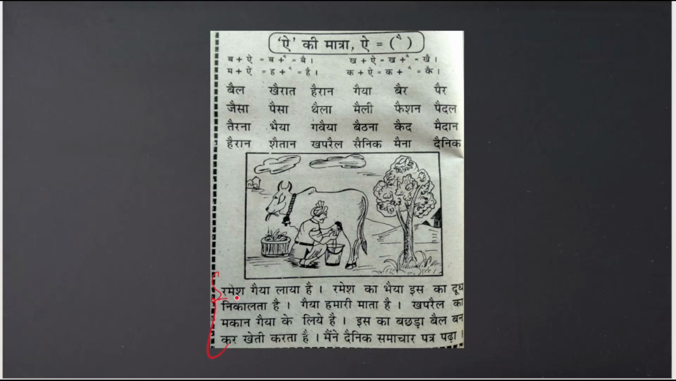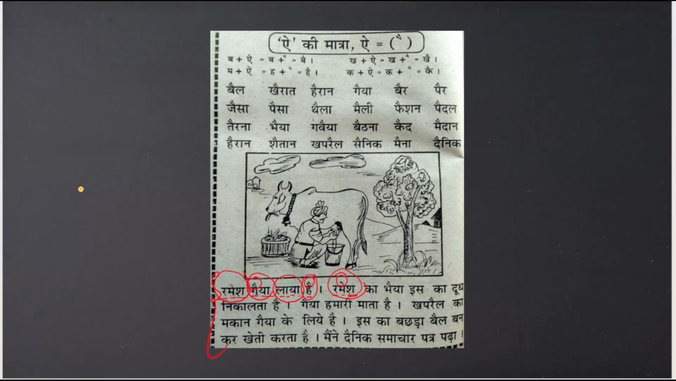This is ra, this is ma and this is mother of a and this is sha. Now it became Ramesh. This is ga and this is mother of I and this is ya, this is mother of a. Now it became gaiya and this is la, this is mother of a. This is mother of ya, this is mother of a. Now it became laya. This is ha, this is mother of I. Now it became hai. And this is ra, this is ma and this is mother of a. And this is sha. Now it became Ramesh.